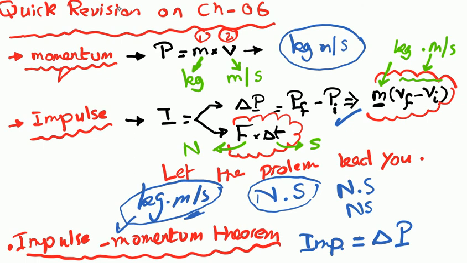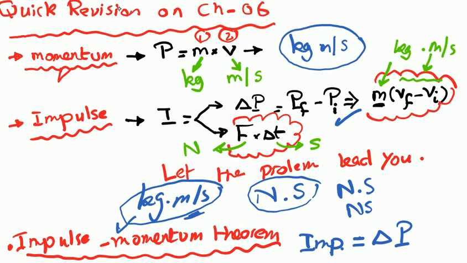But from the second definition, the impulse is the product of the average force and the time of its action. So it equals force times delta T. From here we can get another measuring unit. The force is measured in newtons. The delta T is measured in seconds. They are multiplied by each other, so the measuring unit will be newton times second.